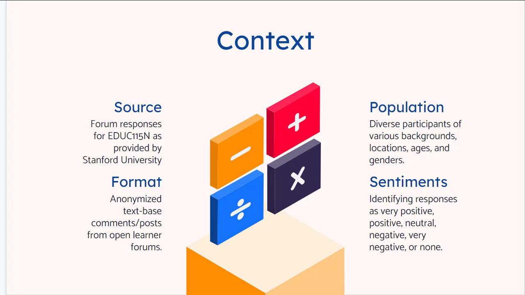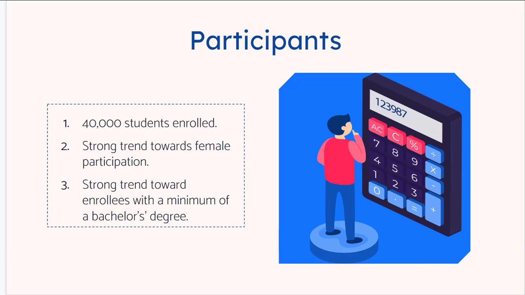The study reviews data provided as part of an open enrollment, massive open online course provided by Stanford University. Interested students were able to enroll free of charge from anywhere in the world and with any level of prior knowledge of the topic. This created a large and diverse data set of textual responses. From using sentiment analysis, these responses were identified as having a trend of very positive, positive, neutral, negative, very negative, or none.